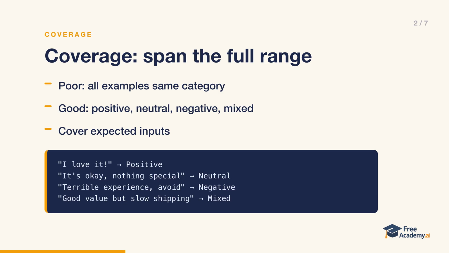Look at this sentiment task. Poor coverage looks like 3 examples that are all positive. I love it. This is great. Amazing product. The model only ever sees one category, so it has no idea what neutral or negative looks like.